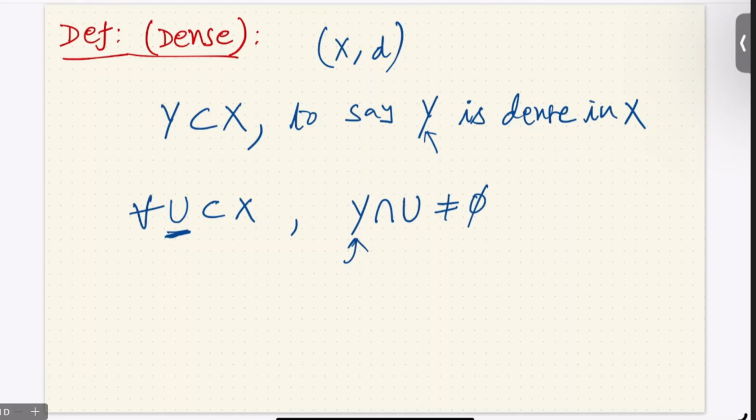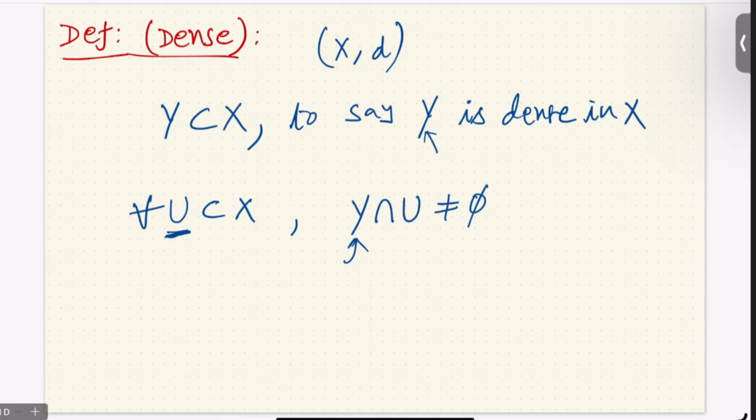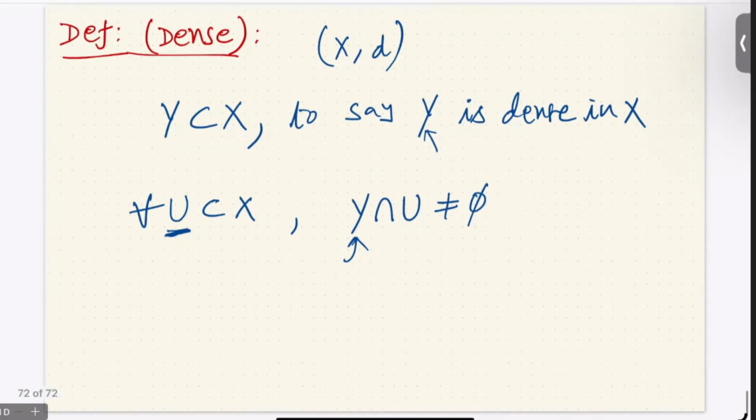Wherever you zoom in, X is our whole universe. That is what our metric space is. In that space, wherever you zoom in, no matter where you keep it under a microscope in X, you always find this Y. At least a particle. You don't get any kind of empty space. That's what denseness especially speaks about.